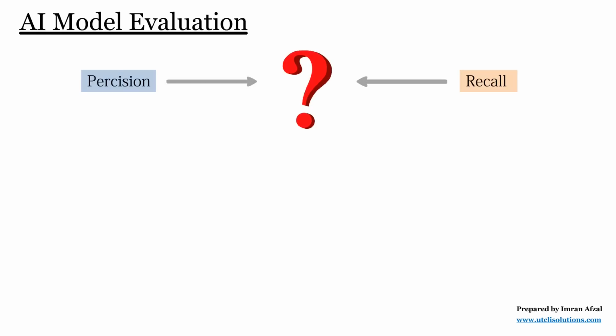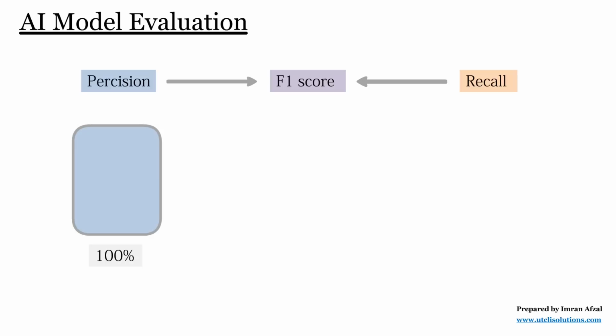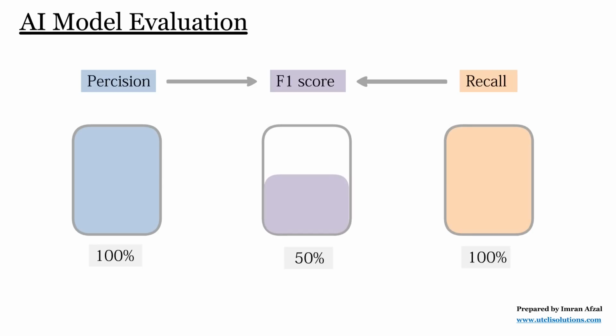But what if we want both precision and recall to be good? We use something called F1 score. This is the balance between precision and recall. It gives a single number that tells us how well the model does on both. If precision is high and recall is low, the F1 score will not be high. If both are high, the F1 score will also be high. This helps us when we want a fair view of how well the model is doing overall.